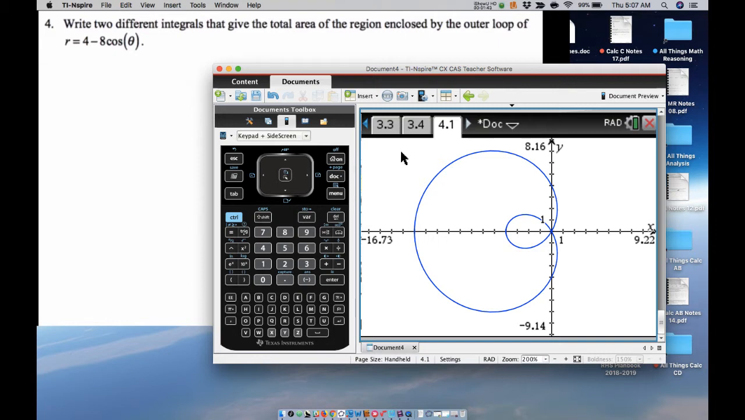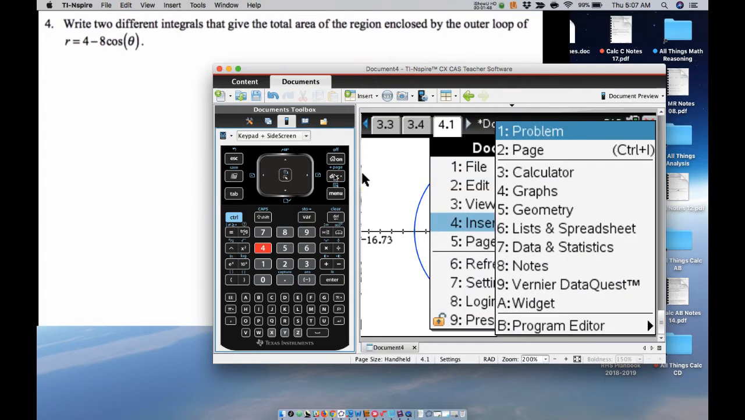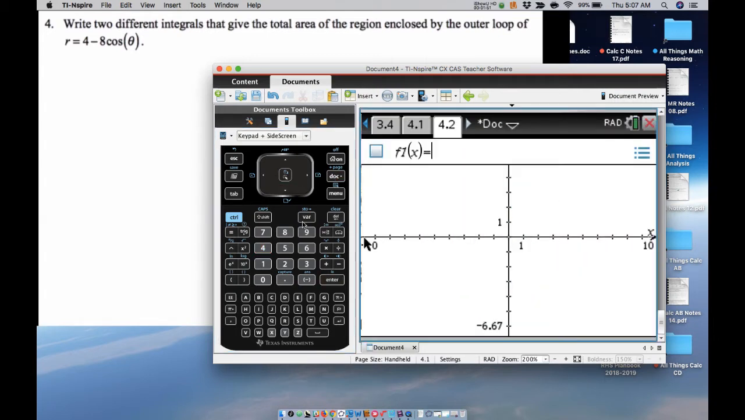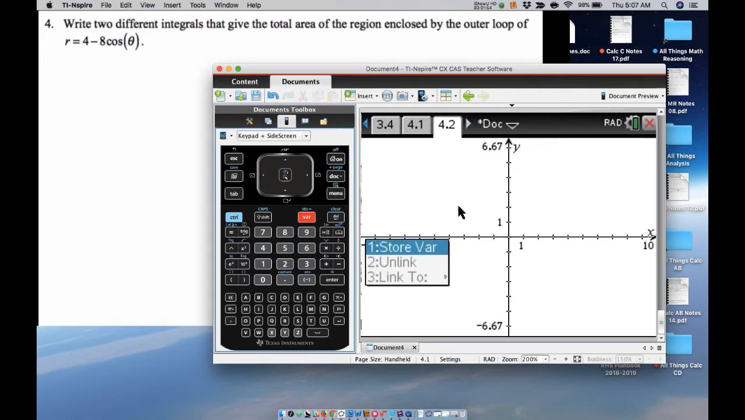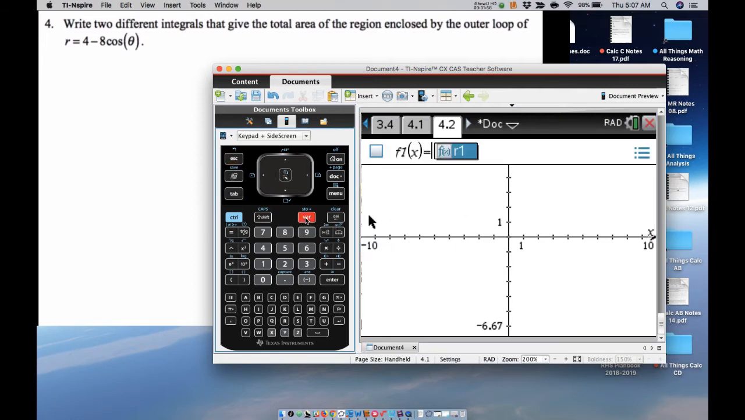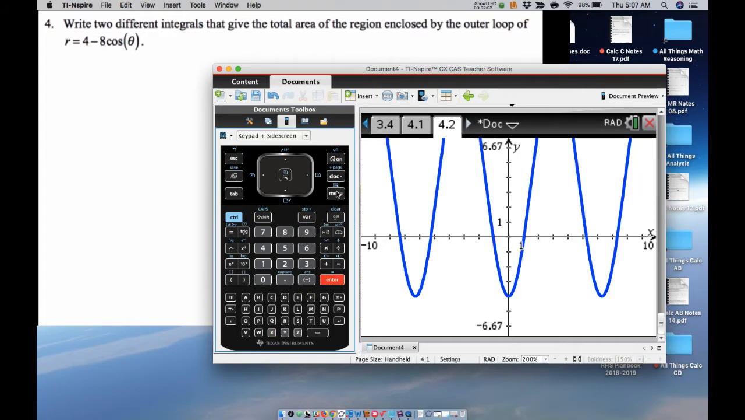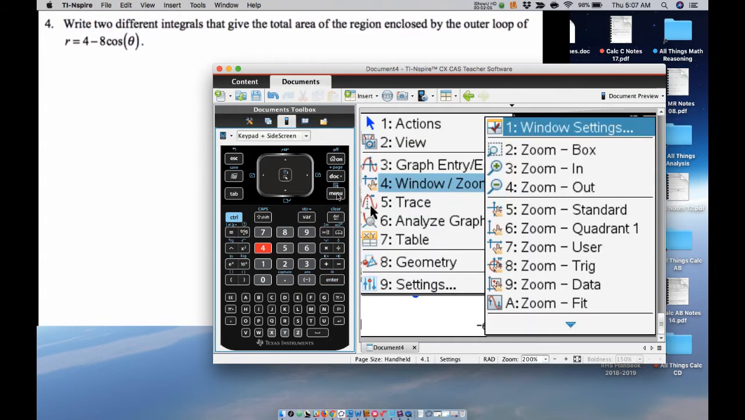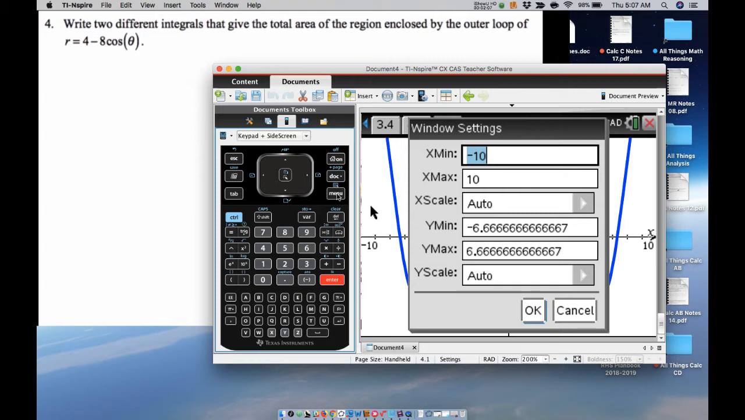So I am going to graph the rectangular version of this to see what's going on. So menu 4 graph, and then I'm just going to use tab and r of x, and then let's change the window so I can see this thing. So it's 4 minus 8. So if I do 4 plus 8, that's 12. Well, first let's go 0 to 2 pi. And then 4 minus 8 is negative 4, so I'll go from negative 5 to 4 plus 8 is 12, so let's go 13, so we're a little above and a little below.